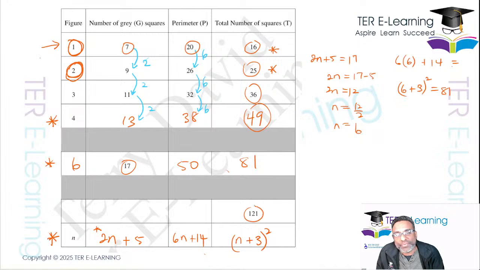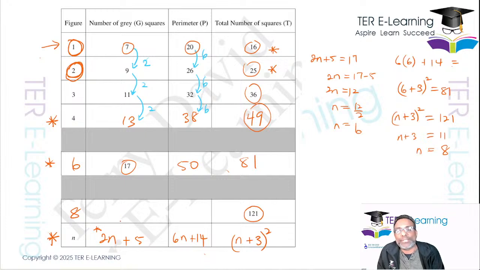If you want to work out for this one here, we have a total number of 121 squares. So you're going to put n plus 3, squared, is equal to 121. So n plus 3 is equal to the square root of 121, which is 11. So therefore n is going to be 11 minus 3, that's going to give me 8. So this corresponds to figure 8, right?